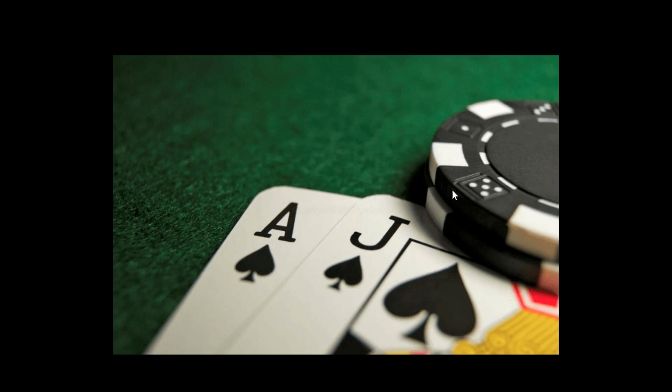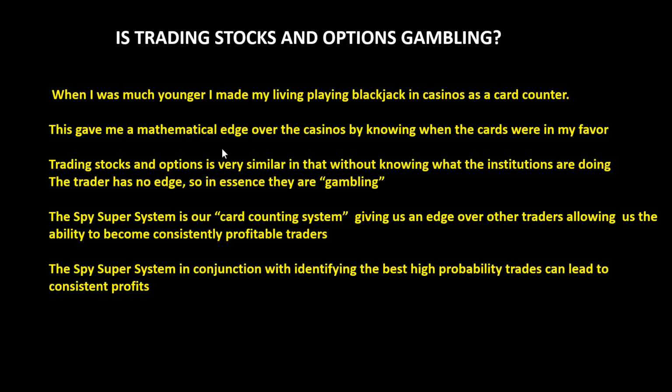We get a blackjack here. These are a couple $100 chips. And what does this have to do with the SPY Super System and trading? Well, when I first started learning how to trade, I was questioned by a lot of people who told me that trading was gambling. Trading stocks, options, you were just gambling. You couldn't win. It's fixed. You can't win at it.